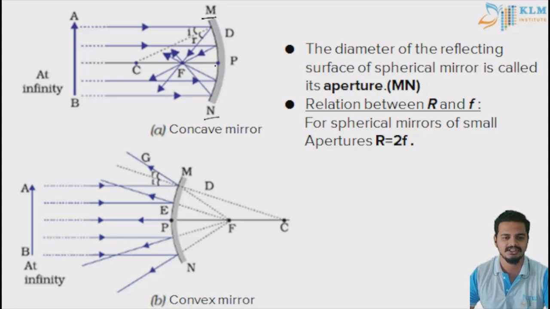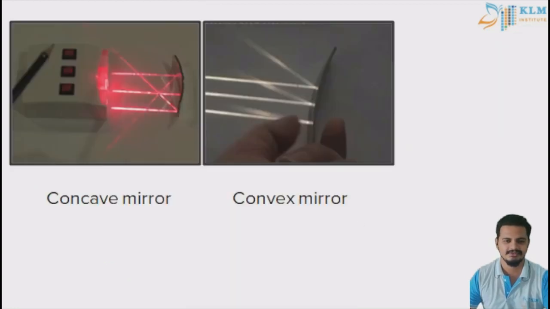In this discussion we are only considering apertures which are small, smaller than the radius of curvature, because such mirrors have a special relation between R and f, that is, the radius of curvature and the focal length. That is R equal to 2f. What does it mean? The radius of curvature is twice the focal length. Also, you can say half of the radius is equal to the focal length.